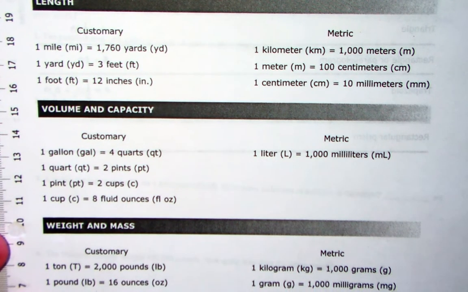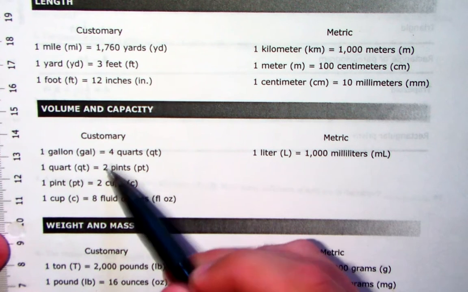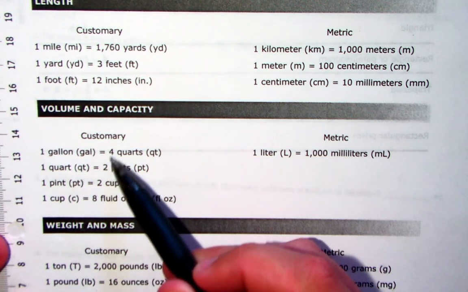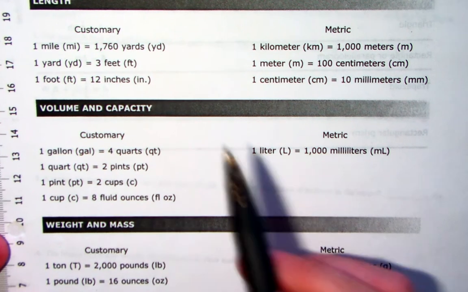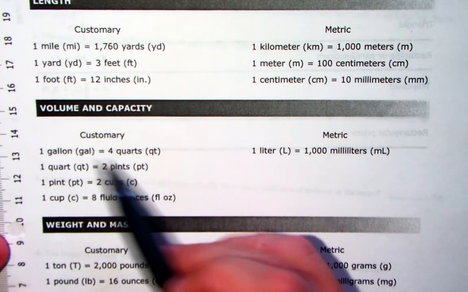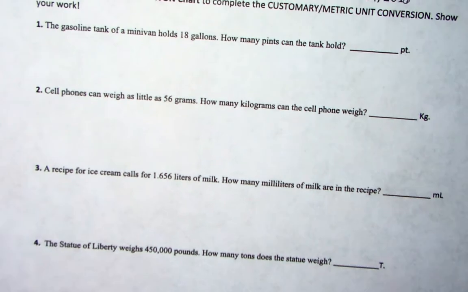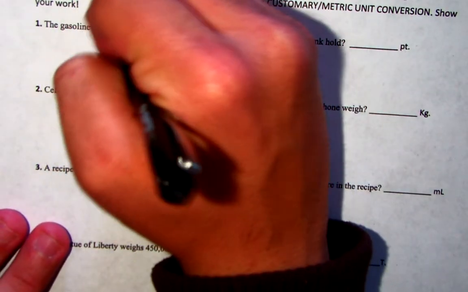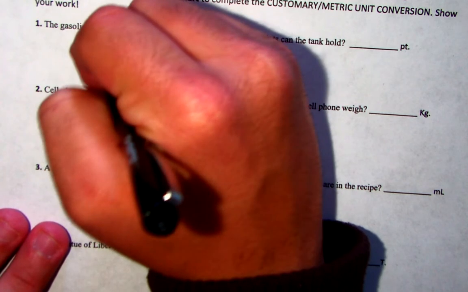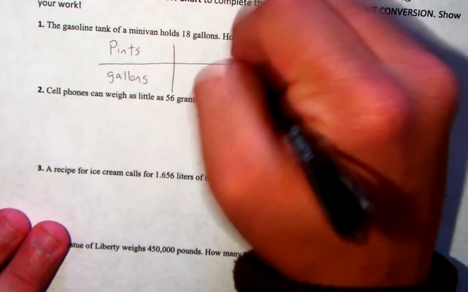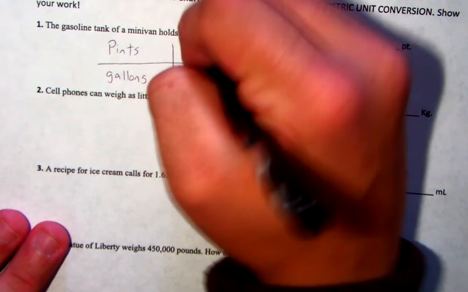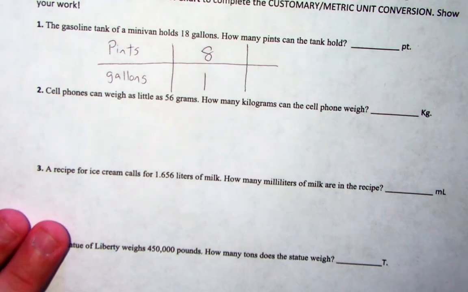So here's what we can do. You have 2 pints and 4 quarts. If you multiply those two numbers, 2 times 4, you get 8. So there are 8 pints in 1 gallon. So here's my little one chart. We have pints and we have gallons. Again, we just said there are 8 pints in 1 gallon.